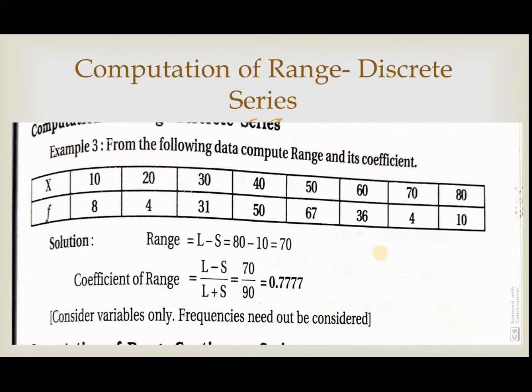Then it comes to the discrete series. In discrete series, we consider only the variable; we will not consider the frequency. Here also the formula is the same. Range is equal to largest minus smallest. To calculate the coefficient of range, the formula is largest value minus smallest value divided by largest value plus smallest value. So here we are not considering the frequency.